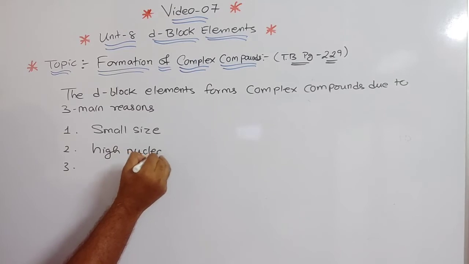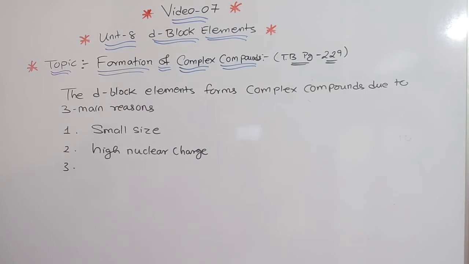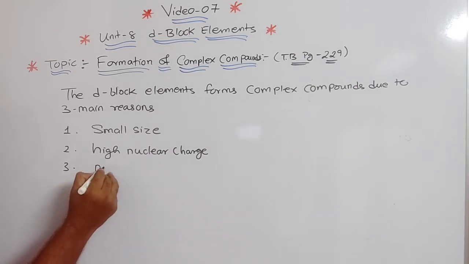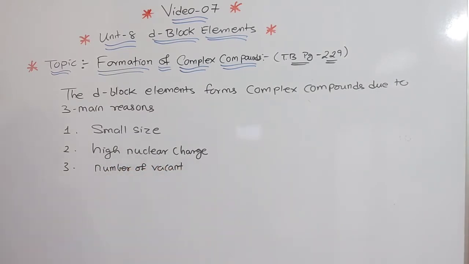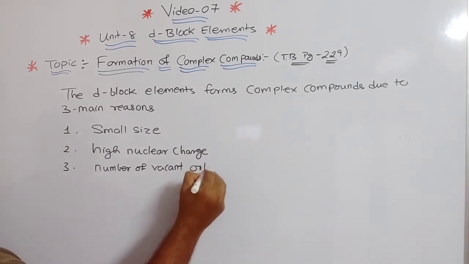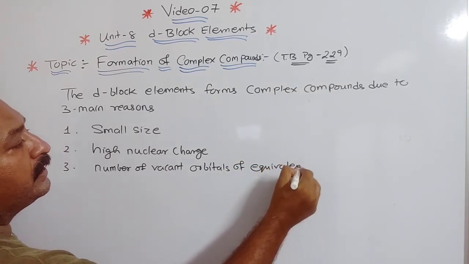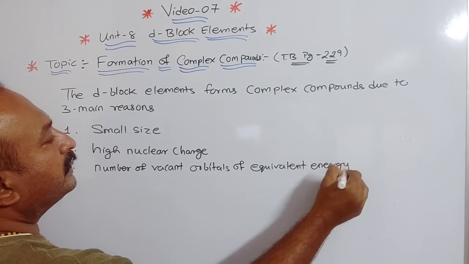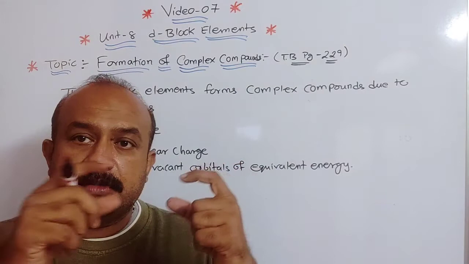High nuclear charge. Now this one you can see in your textbook also, they have explained. There are certain characteristics. Then the third one is the number of vacant orbitals. Vacant means empty or incomplete. The number of vacant orbitals of equivalent energy.